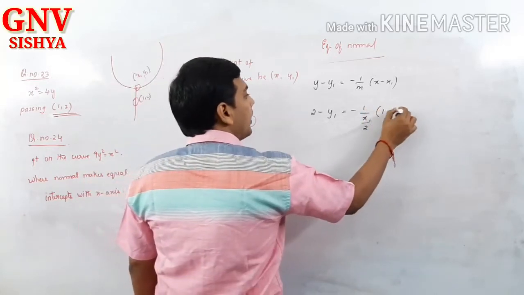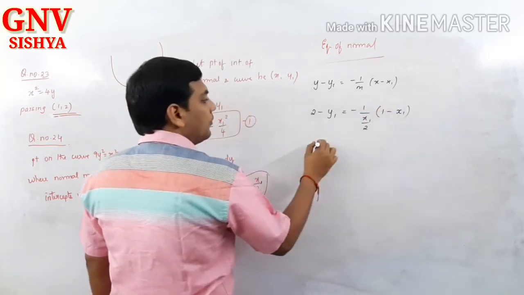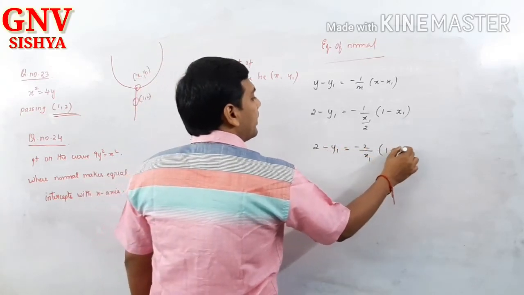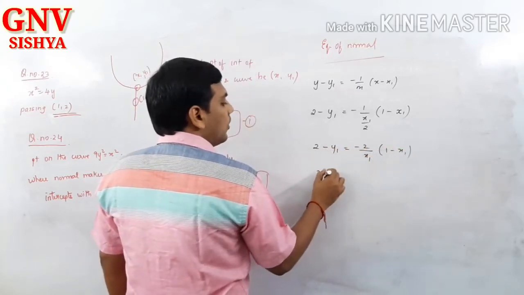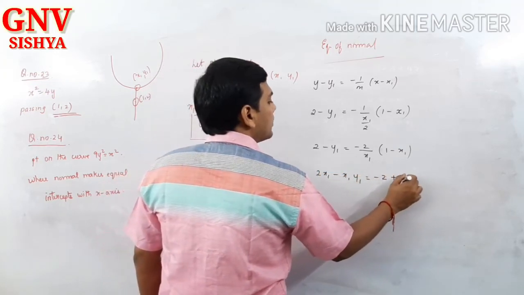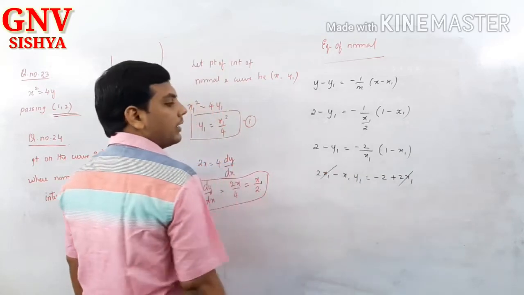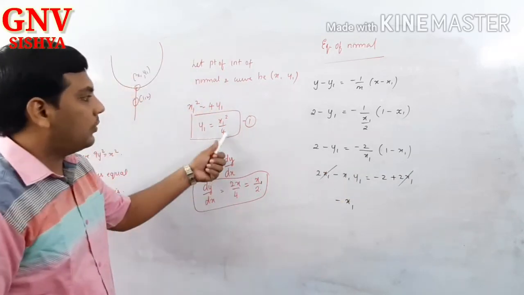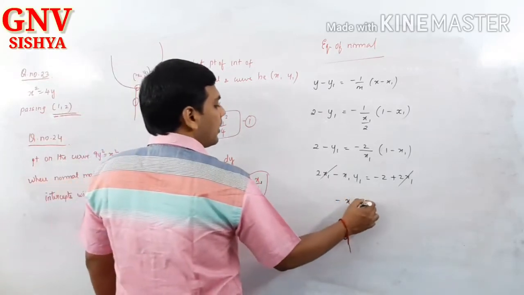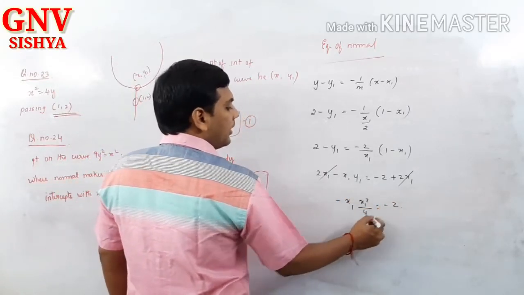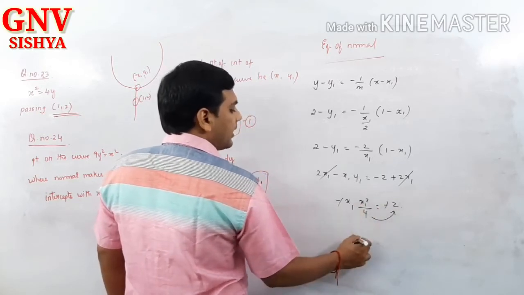Slope. So it will be 1 minus x1. If you take the reciprocal, it will become minus 2 by x1, 1 minus x1, correct? So 2x1 minus x1 y1 is equal to minus 2 plus 2x1. 2x1 cancels. Okay, so you know the relationship between y1 and x1 here, Kana. So can I write it as x1 square by 4 is equal to minus 2? If you cross multiply, minus minus will get cancelled.